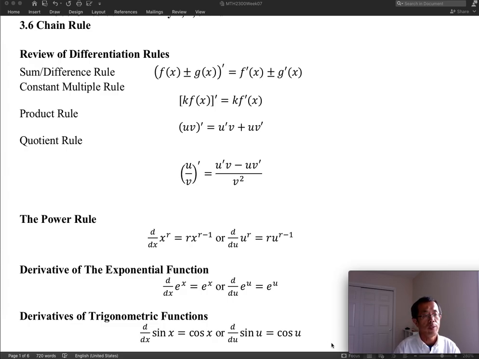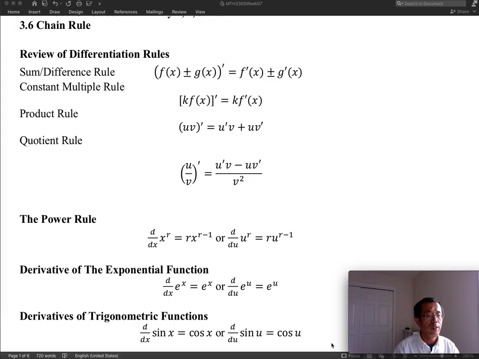This time we are going to study section 3.6, chain rule. I do consider chain rule one of the most important rules in Calculus 1. And also, I don't want to scare you, it might be one of the most difficult topics to understand. So let's give it a try to see if we can have a clear idea how the chain rule works.